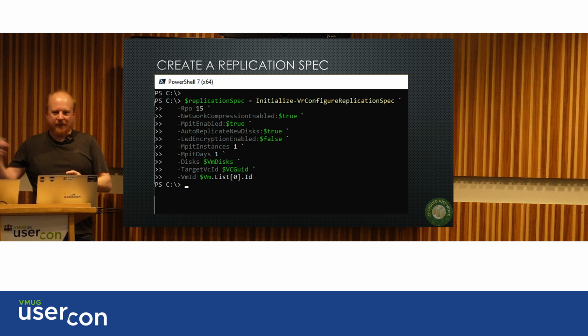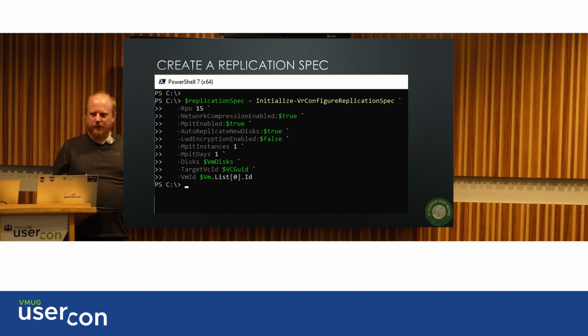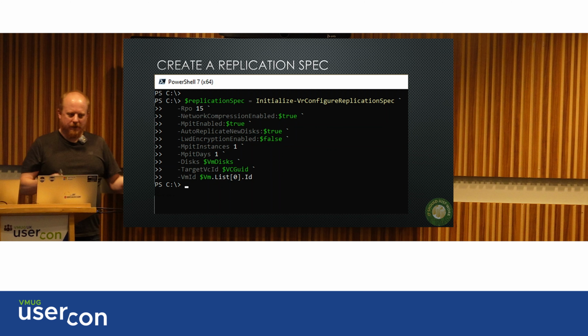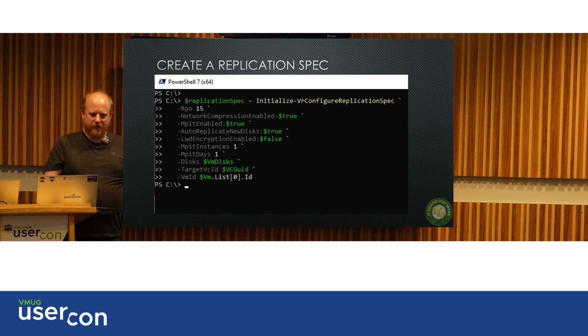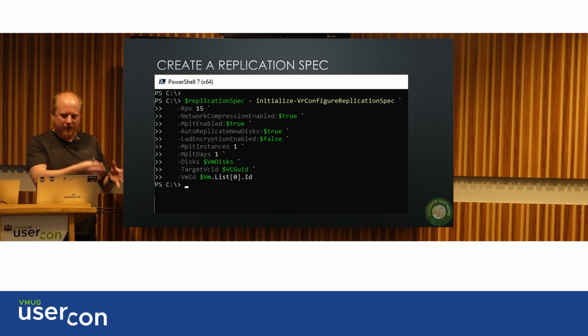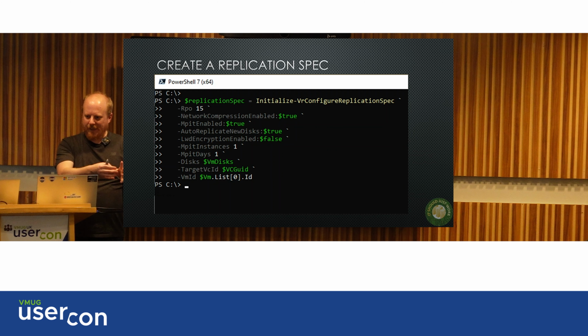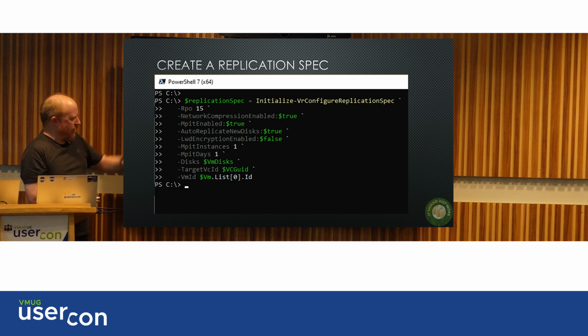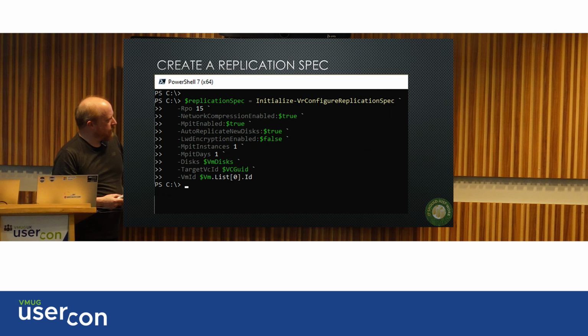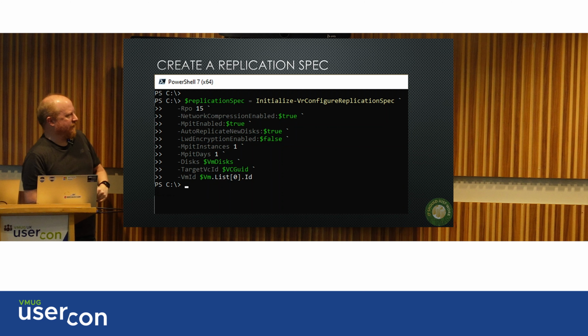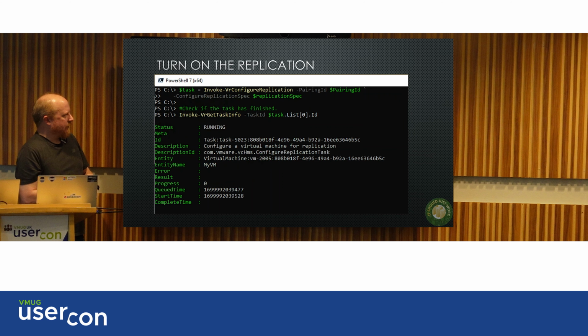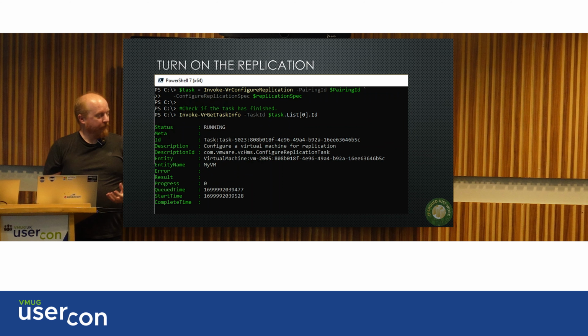So if in the future we add another disk to this virtual machine, we want that to automatically be included in replicas from then on. We don't want to go find out 6 months later when we have an accident that we were only replicating half of the VM and not the important disk we'd added down the line. And we collect all this information together and put it in this replication spec variable using, that one, initialize VR configure replication spec. And now we're ready to actually do something with it.